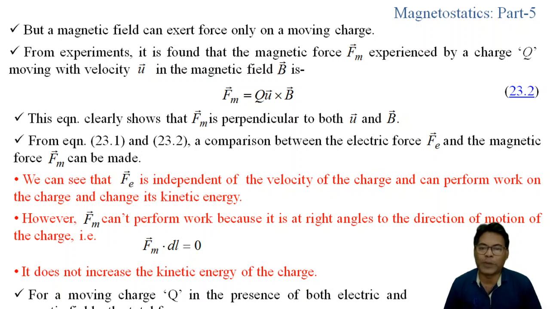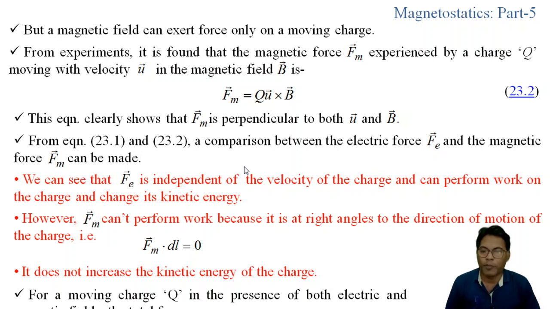Now it is found from experiments that the magnetic force Fm experienced by a charge Q which is moving with a velocity u in an external magnetic field B is given by expression 23.2, that is Fm equals Qu cross B. From this equation you can see that this Fm is perpendicular to both the velocity u and the external magnetic field B. Now from equations 23.1, that is Fe equals QE, and 23.2, we can have the comparison between the electric force Fe and the magnetic force Fm.